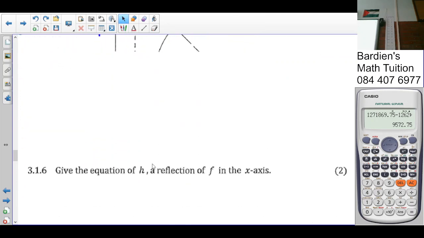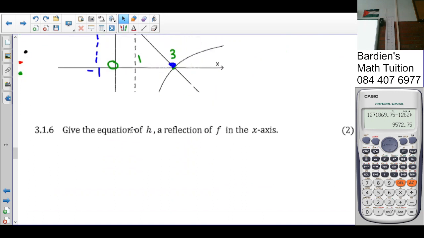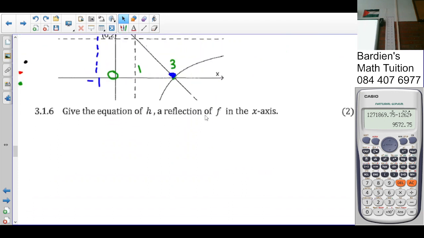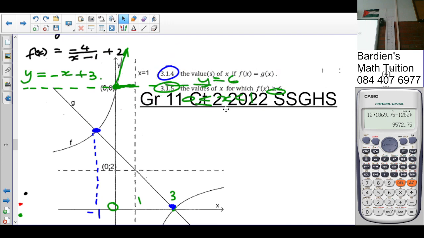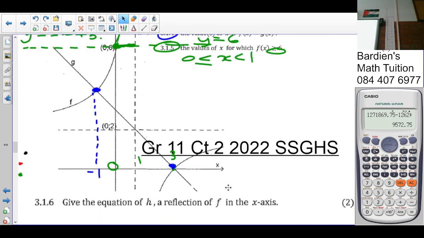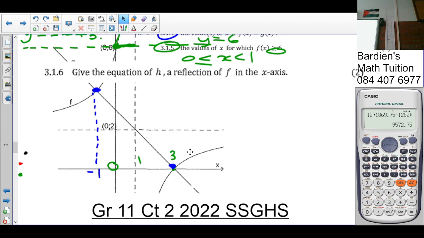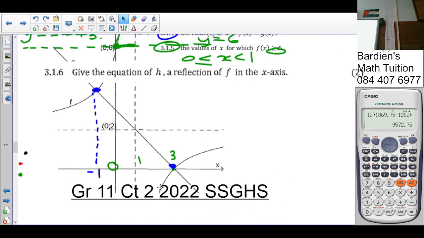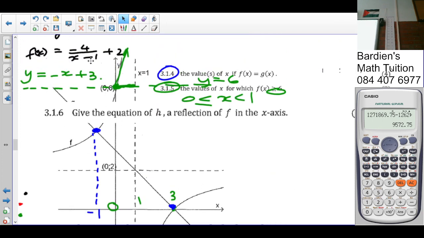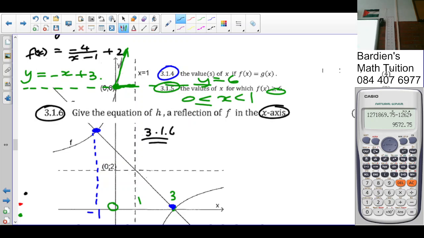Okay. The next one says give the equation of h, the reflection of f in the x-axis. So if something is reflected in the x-axis, what happens? Y becomes negative then. So that is your f of x graph. So in question 3.1.6, for the x-axis, the y becomes negative, of the f graph, as you can see here.